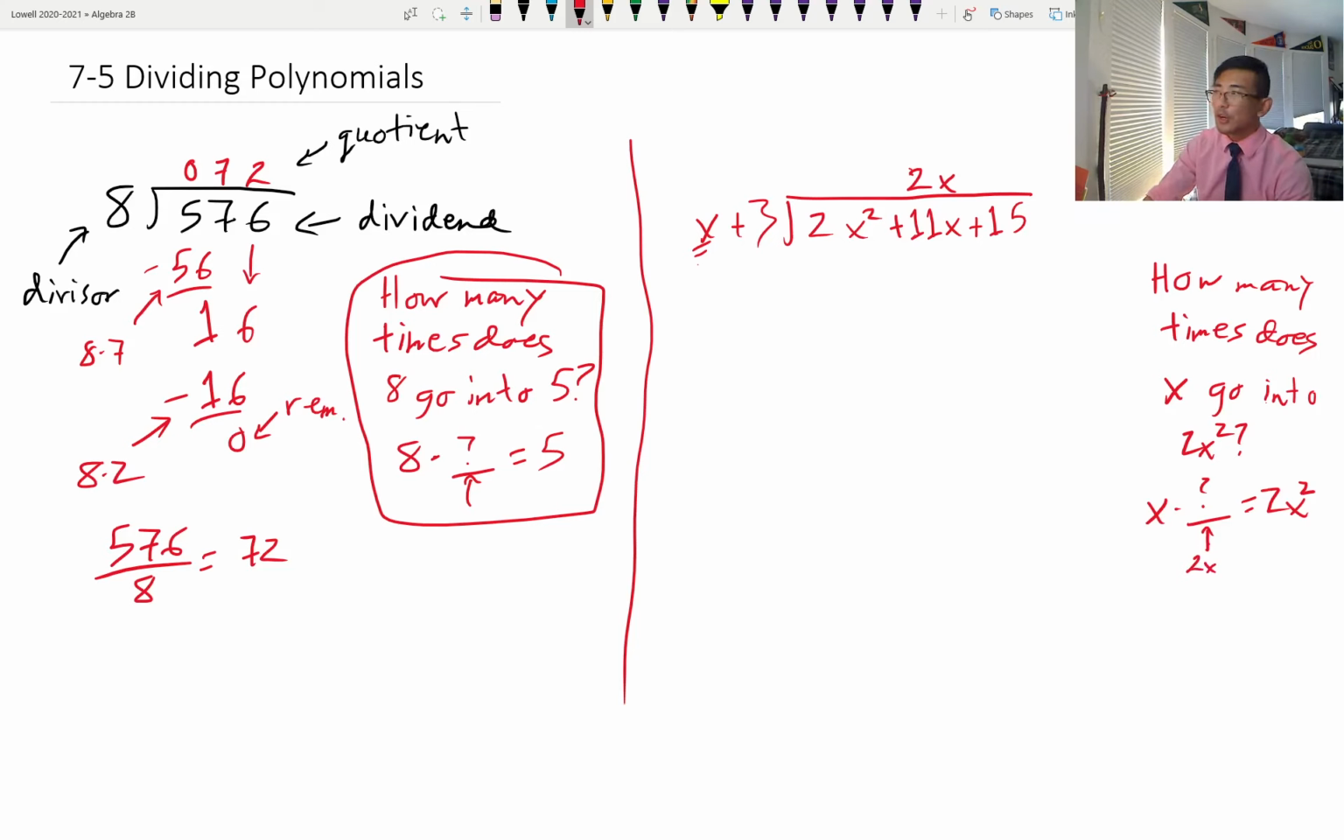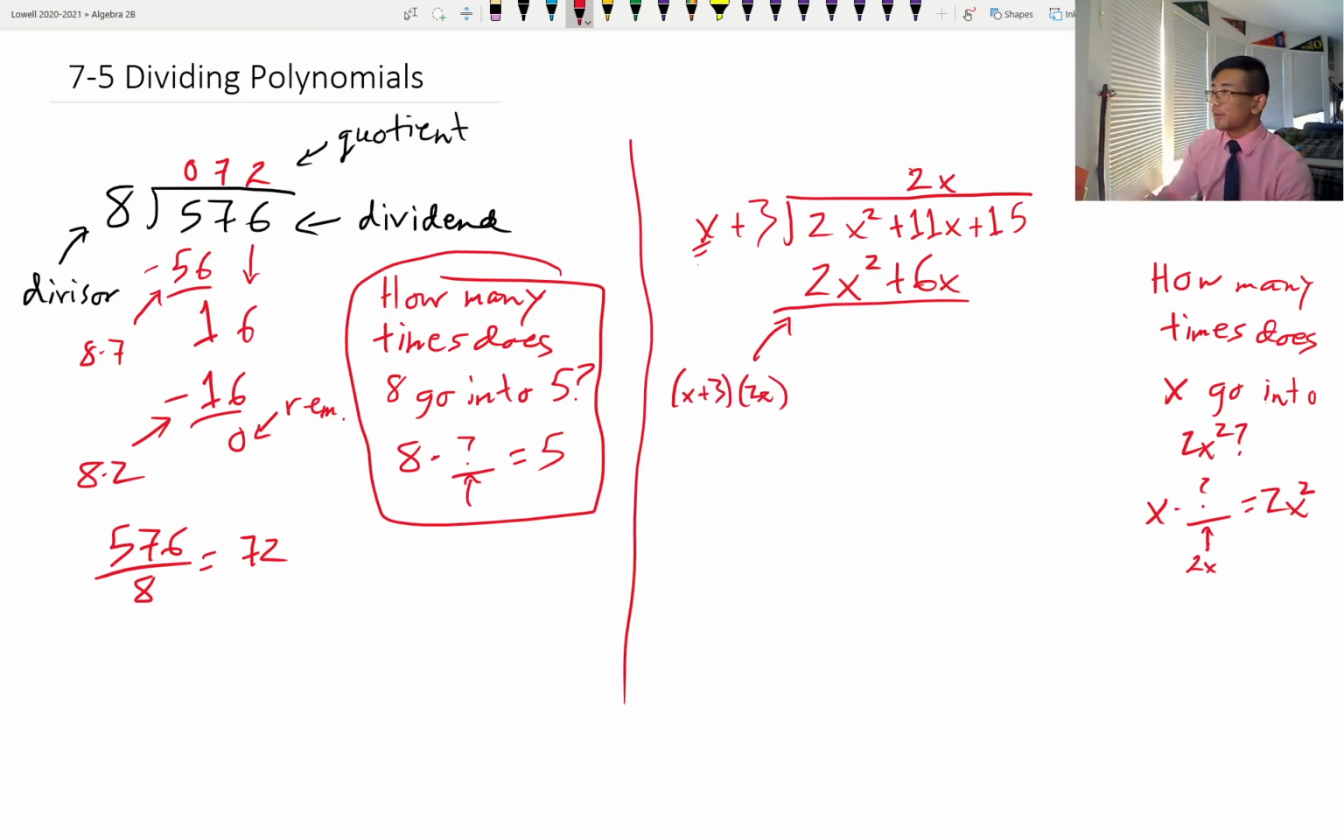Okay, so now we multiply, just like previously, whatever we put in the quotient by the divisor. So I'll have 2x times x is 2x squared. 2x times 3, that's going to be 6x. Right, so that's all that is. That is x plus 3 times 2x.